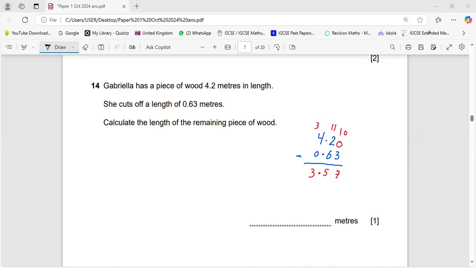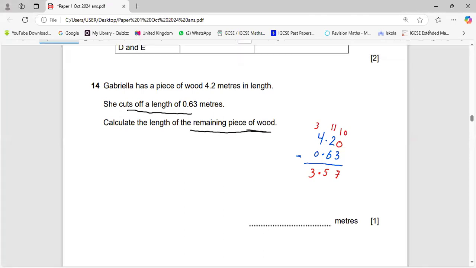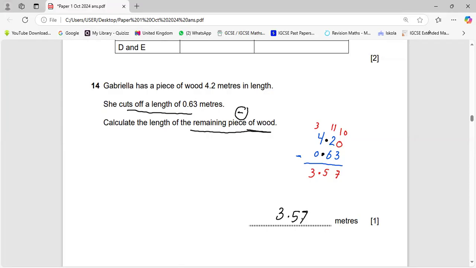Here we have a girl who has a piece of wood that is 4.2 meters in length. She cuts off a length of 0.63 meters. Calculate the remaining piece. The remaining means minus. We can put it point under point and subtract them. It's going to be 3.57.